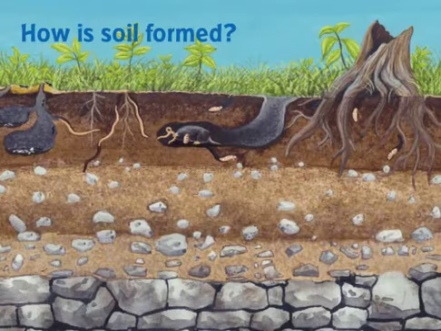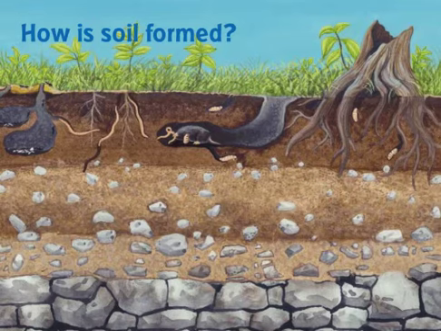Soil mostly consists of bits of weathered rock, minerals, and humus. Humus is decayed plant or animal material. Soil also contains water, air, and bacteria. It can take thousands of years for weathering to break down rocks to form soil.